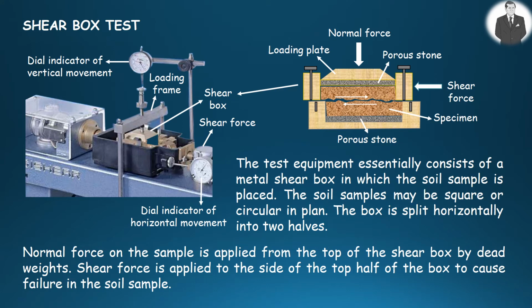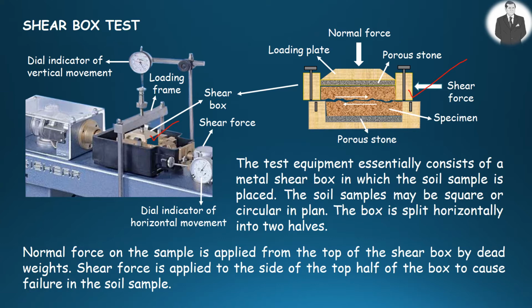The shear box test equipment is basically made up of a metal shear box where the soil sample is placed, as you see in the figure. The soil samples may be square or circular in plan. We have a square type one here. The box is split horizontally into two halves.